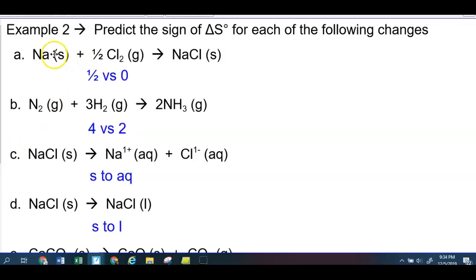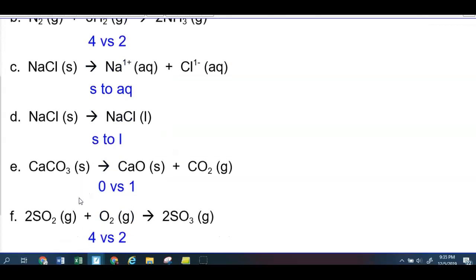So here I've done that. I said, yeah, this is solid and a gas, solid. Okay, so let me look at moles of gas. Half a mole of gas on this side and 0. Here we have all gases, so we have 4 moles. Why? 1 plus 3, 4 moles going to 2 moles of gas. Here we have a solid going to aqueous. So we can write solid to aqueous. Remember, that is a dissolving. On D, we have solid to a liquid. Very clear change in state. And E, we have no clear change in state.